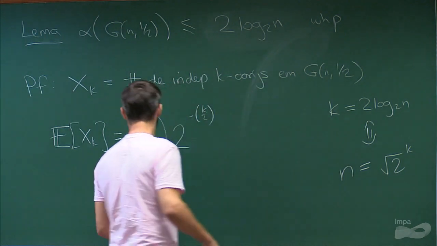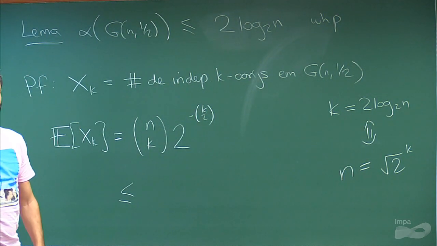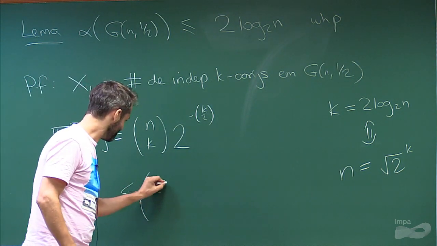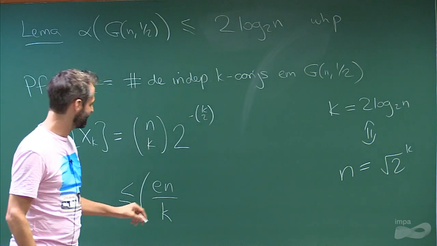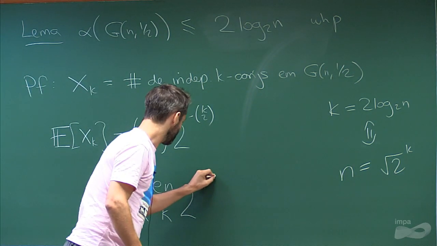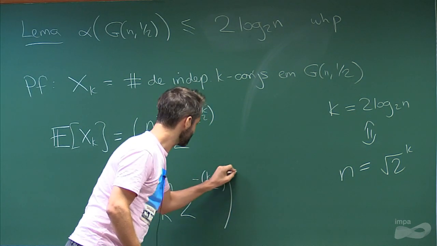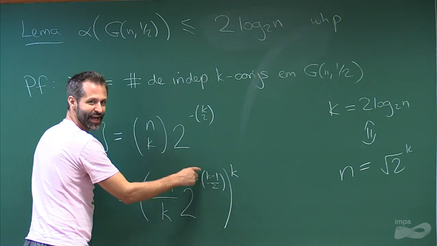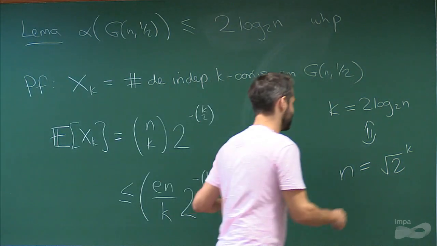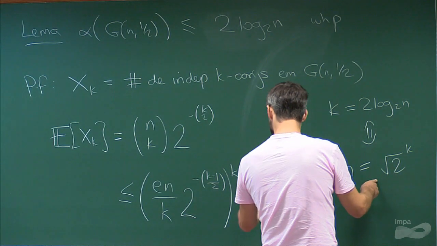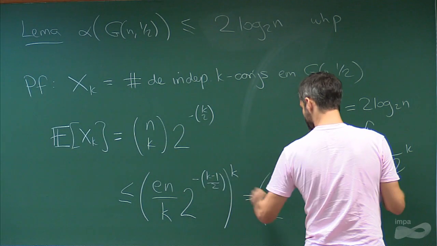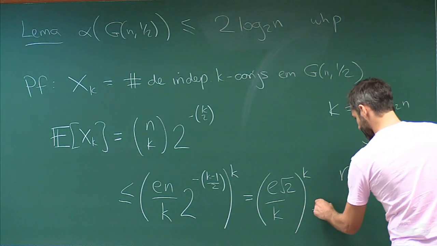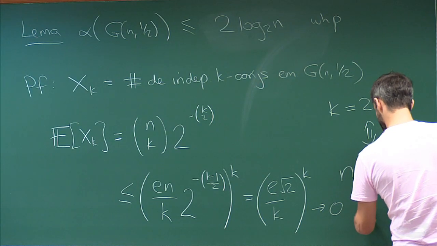Which is at most n choose k, in this guy, 2 to the minus k choose 2, which is at most (en over k) to the k times 2 to the minus k(k minus 1) over 2. Now, n equals root 2 to the k. Right, so this is e over k, and then there's a root 2, which tends to 0 as k tends to infinity.